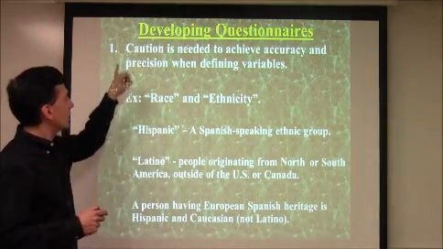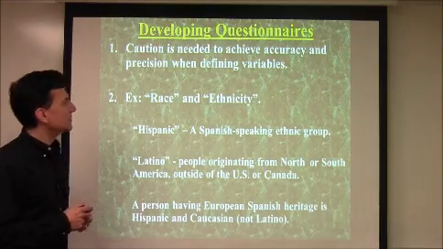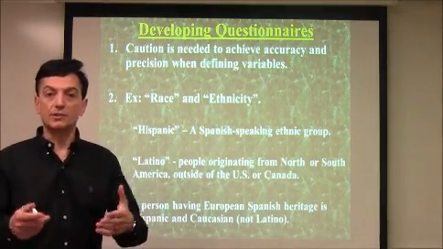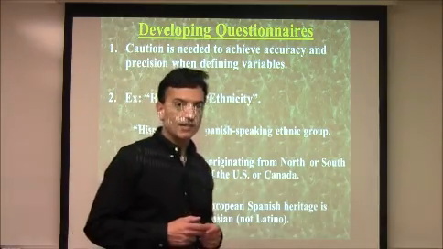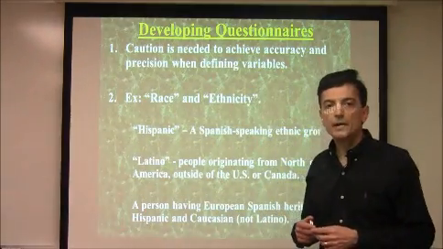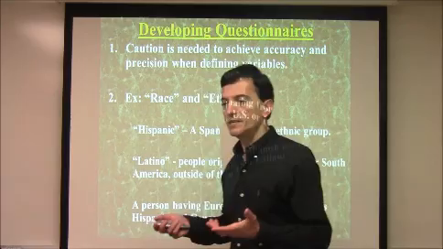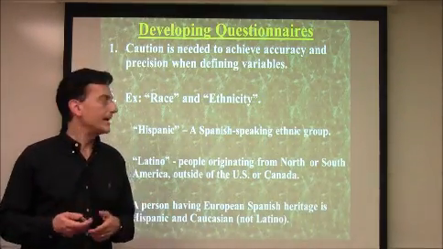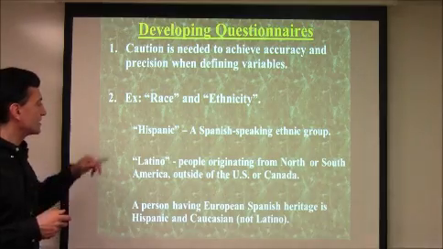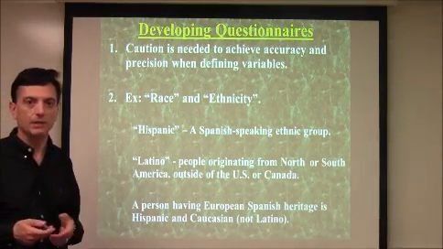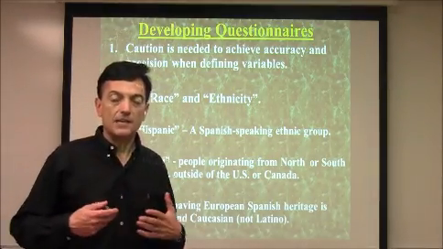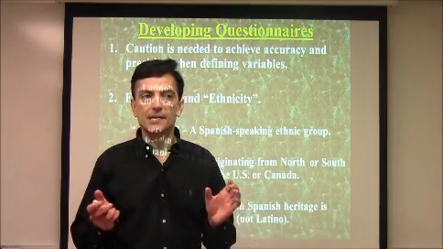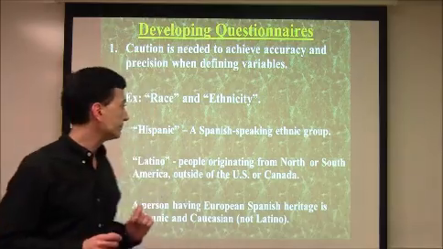Okay, let's talk a little bit about some other possible challenges that people encounter when they're doing questionnaire-based research. Caution is needed to achieve accuracy and precision when defining variables. So sometimes you and your research collaborators will have a very precise idea about what you mean by a construct like race or ethnicity. But in our everyday lives, we frequently conflate those two, and we might use terms like Hispanic and Latino interchangeably. I know that I myself will occasionally use those terms interchangeably, even though I've been trained to realize that many researchers make a distinction.